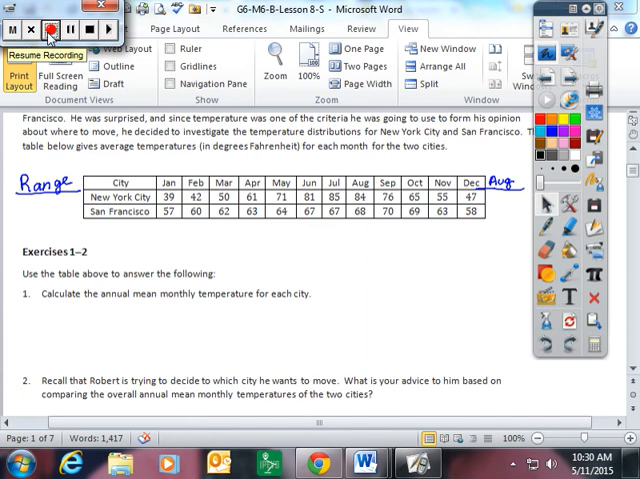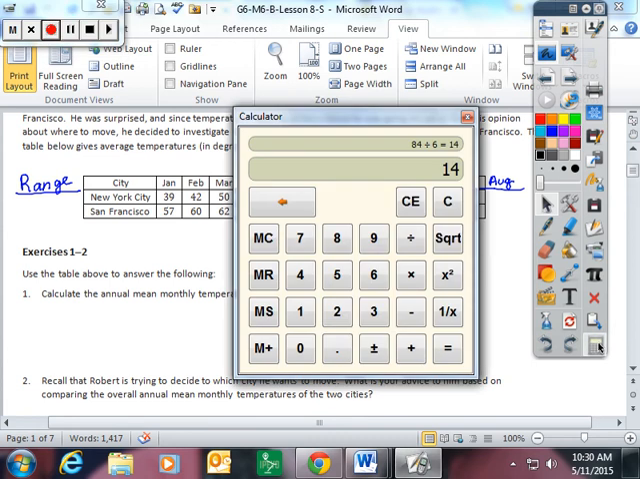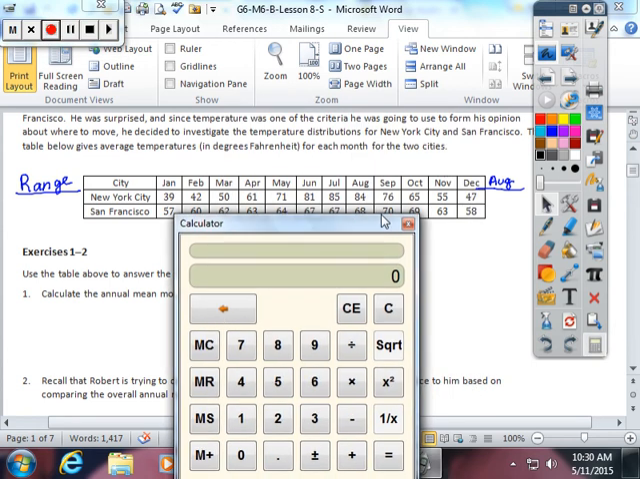In Lesson 8 today, students learned about variability in data distributions. And I'm going to really quickly go through these. They had a problem at the beginning of the class where Robert had to decide where he wanted to live, New York City or San Francisco. And he really was considering the temperature of the two cities. He wanted to live in a warm climate.